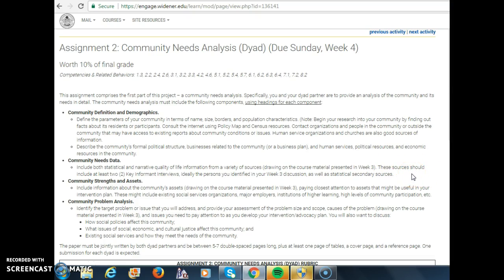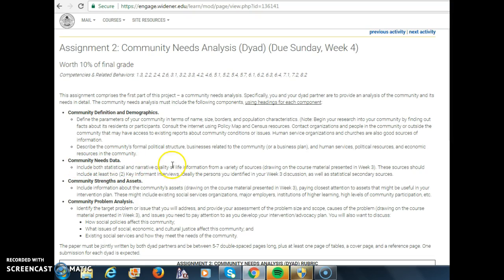And then these sources should include at least 2 key informant interviews, ideally with the people that you identified in your week 3 discussion, as well as statistical secondary sources. So you are going to need to identify 2 key informants, which could be members of the community or perhaps people who work within that community, and you will need to conduct interviews with them that will inform this part of your project.